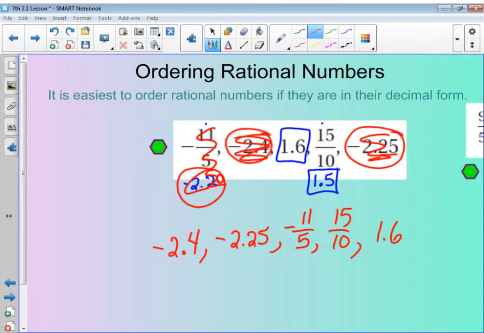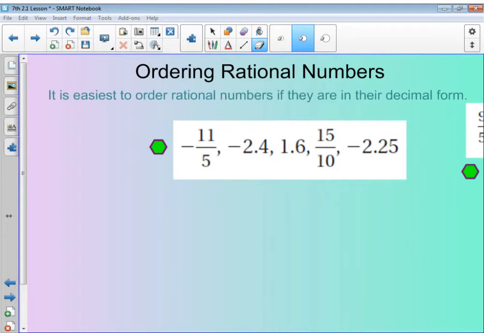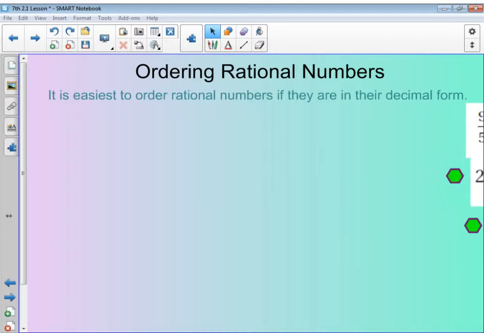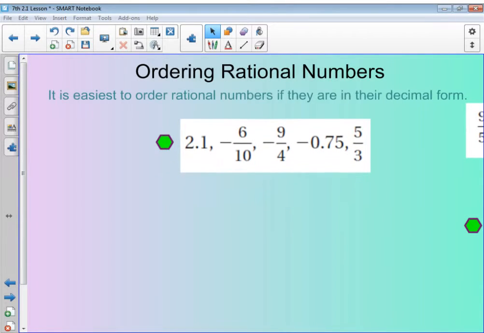Okay, so these take time to get comfortable with. You just need to go slow and work your way through them. Change fractions to decimals. Pick out your negatives. Find the number that would normally be the biggest, and since it's negatives, the biggest would be the smallest.